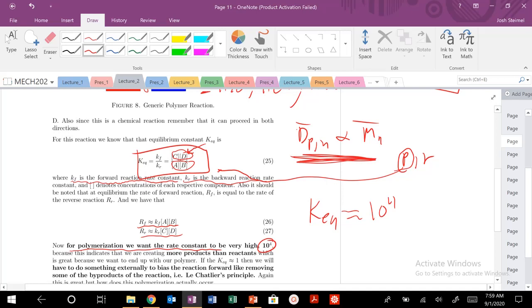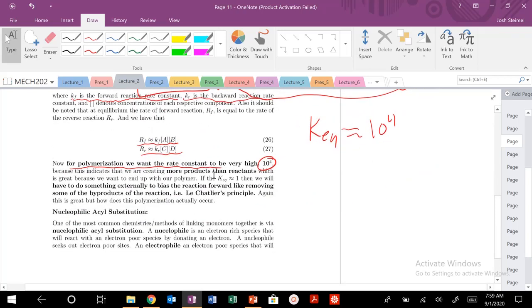Again, we're producing our products, which are our high molecular weight polymer chains, hopefully, as long as we're sticking with the Carothers equation: high reactant ratio, almost 1, and large extent of reaction.